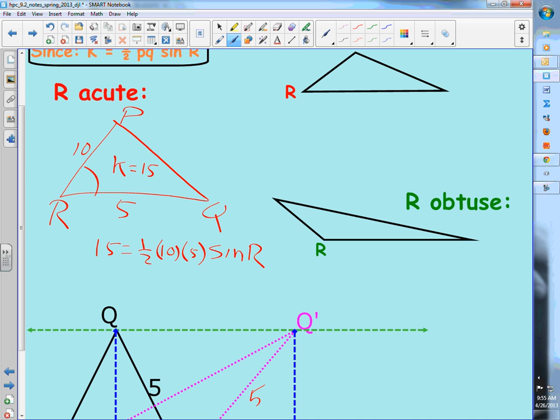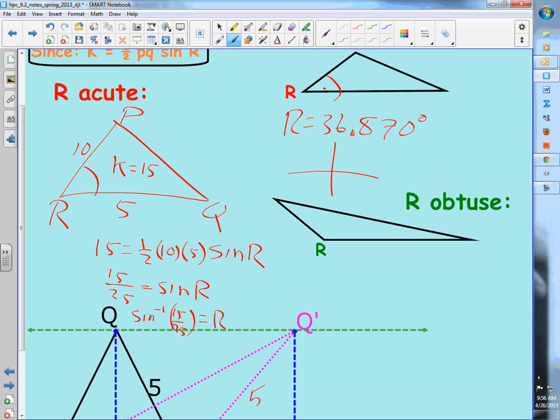We're going to work through this one. You're going to end up with 15 divided by 25 equals the sine of R, or 3 over 5 if you want to do that. So we're going to do sine inverse of 15 over 25, which is going to give you angle R. What's that going to give you for R? 0.8, and that's degrees. So that would be this angle right here.